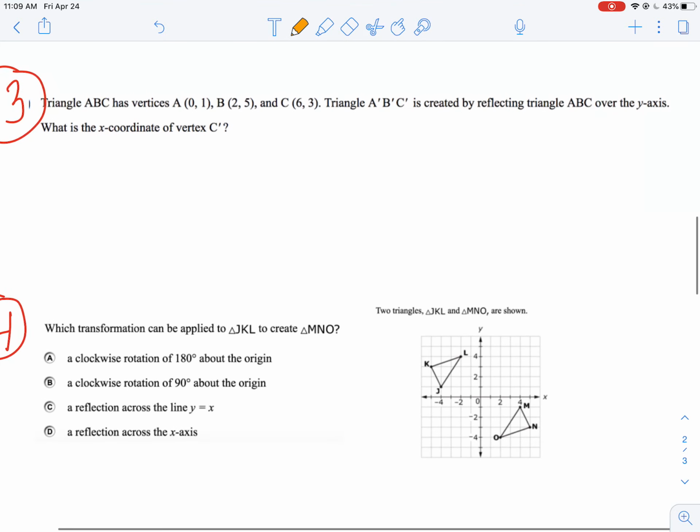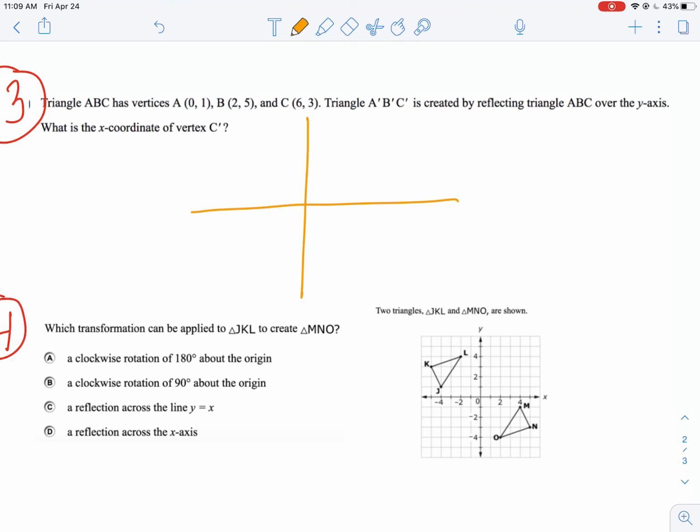All right, number 3, it says triangle ABC has vertices A(0,1), B(2,5), and C(6,3). Triangle A prime, B prime, C prime is created by reflecting the triangle over the y-axis. What is the x-coordinate of vertex C? So I'm going to quickly go ahead and draw myself a coordinate plane, and I'm going to plot my points here. So my point A goes to (0, 1). Okay. My point B goes to (2, 5).